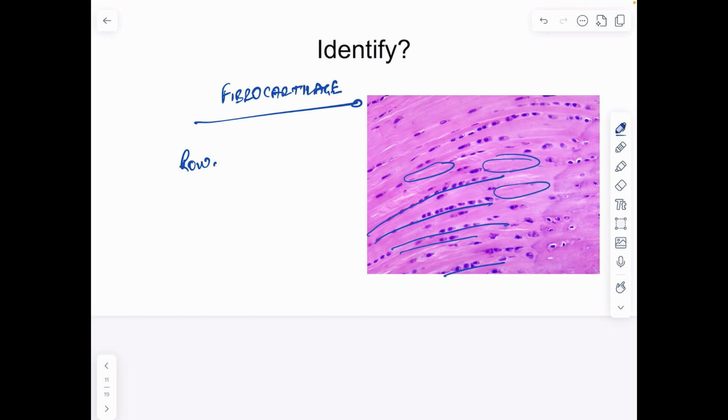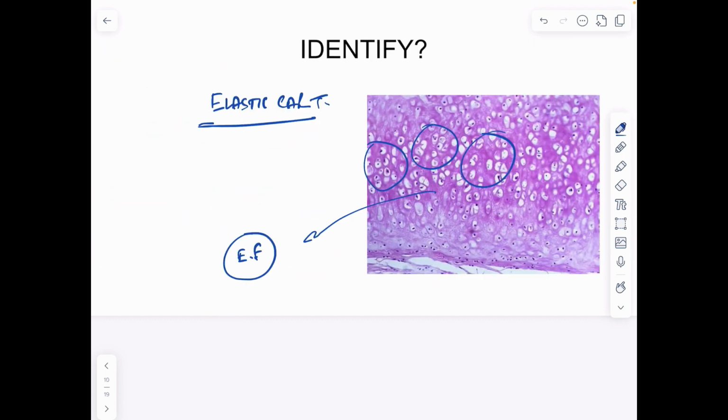And as you already know the function, these fibrocartilages are found in high stress areas like the intervertebral disc, the pubic symphysis, the menisci of the knee joint, and on the basis of the histology you will be able to compare it with the hyaline cartilage and the elastic cartilages.